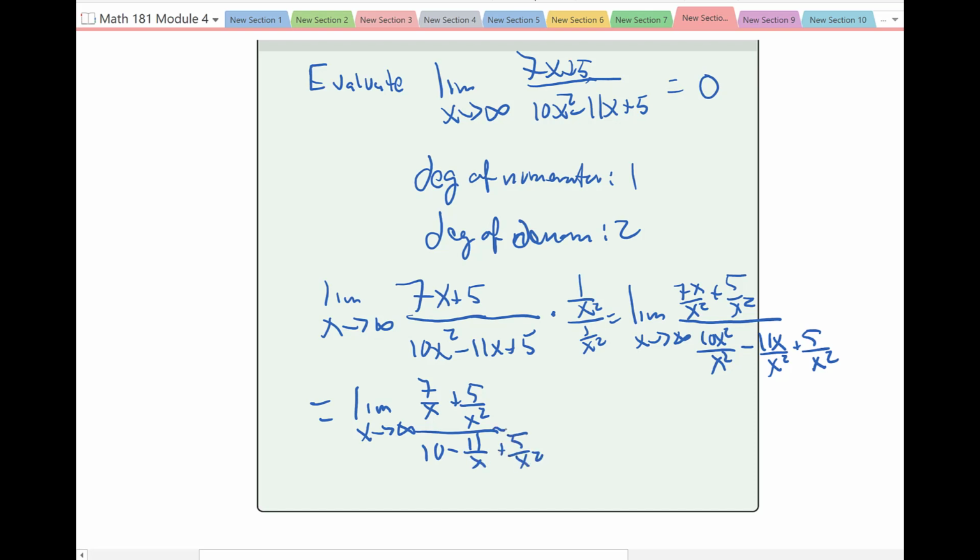And then that limit, you end up with 7 over infinity is 0. 5 over infinity squared is 0. Over 10 minus 11 over infinity is 0. Plus 5 over infinity squared is 0. So 0 over 10 is 0. And that does it for this section.